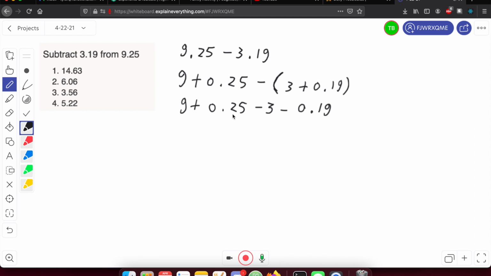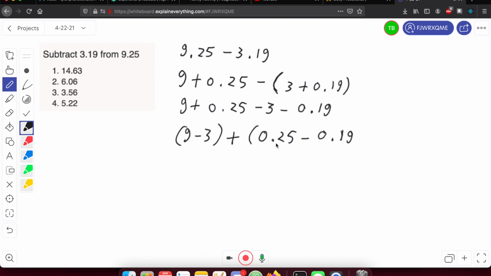And now what we want to do is we want to group the whole numbers and we want to group the decimal numbers. Okay? So we have 9 minus 3, and we'll just write these in parentheses, plus 0.25 minus 0.19.